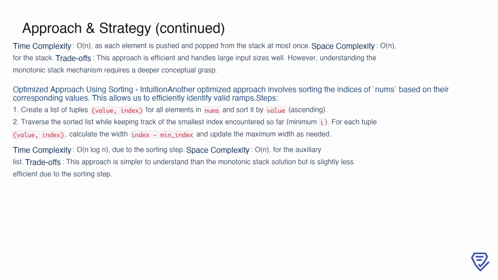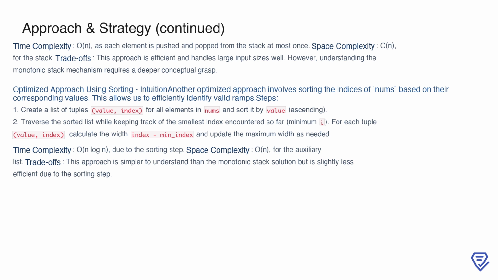Another alternative is an approach that leverages sorting. Here, we create a list of tuples containing each element's value and its index. We then sort this list by value in ascending order. Once sorted, we traverse the list while keeping track of the smallest index encountered so far. For each tuple in the sorted list, we calculate the width using the difference between the current index and the smallest index seen so far, updating the maximum width as needed.